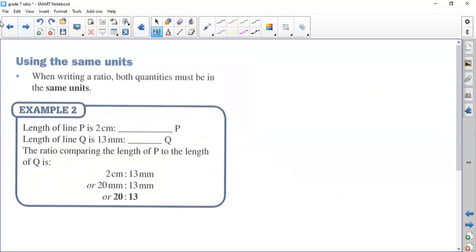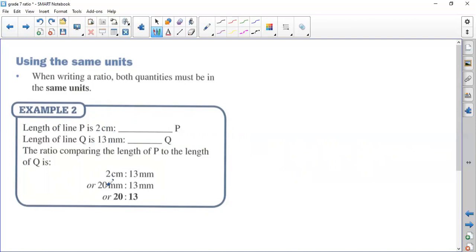So for example, if I have the length of line P 2 centimeter and the length of line Q 13 centimeter, the ratio comparing the length of P to Q won't be 2 to 13. It is 2 centimeter to 13 centimeter. I have to convert them into the same unit. It means both of them into centimeter, or both of them into millimeter. In this case, into millimeter.